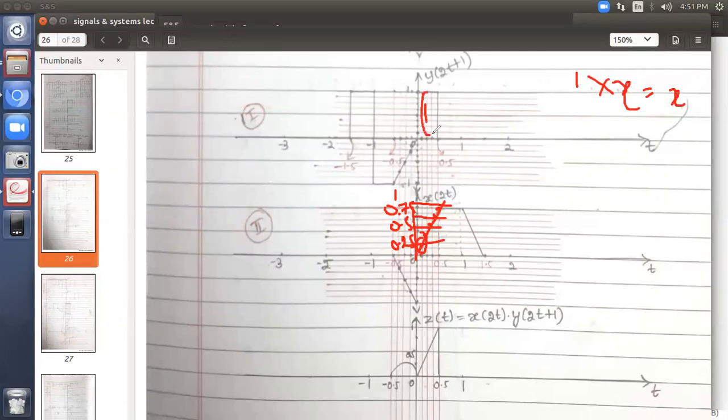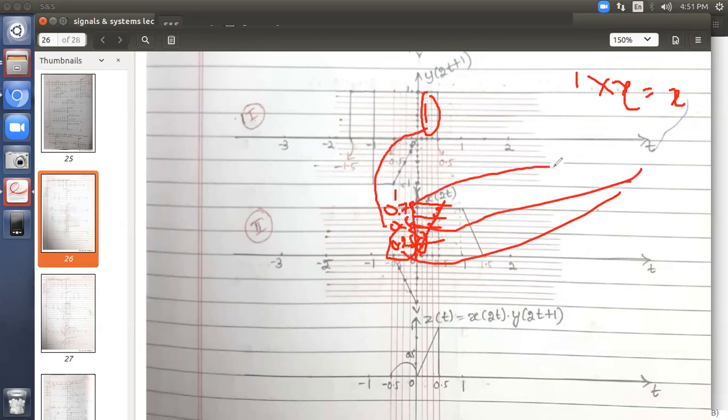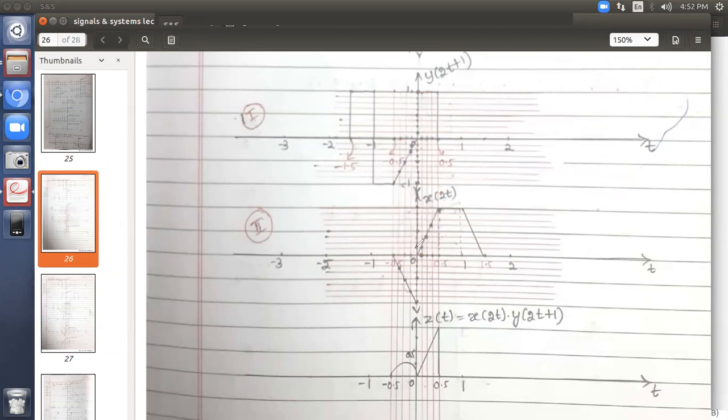If I multiply 1 with 0.25, I'll get 0.25 only. If I multiply 1 with 0.5, I'll get 0.5 only. If I multiply 1 with 0.75, I'll get the same. So 1 multiplied by any value will be the same value. As this ramp has different amplitudes, those amplitudes multiplied by 1 will give the same ramp. It is just like 1 into t. You will get t only, a ramp signal only. That's why this looks like this.